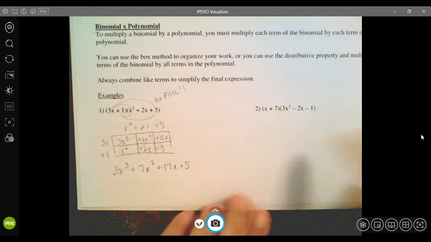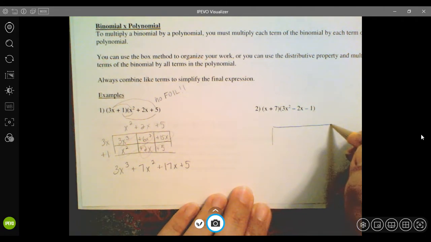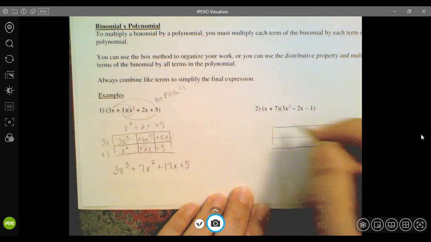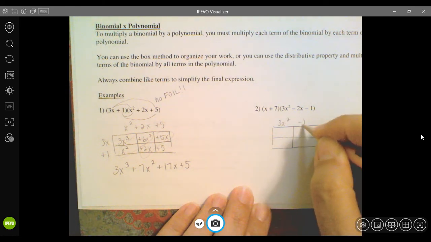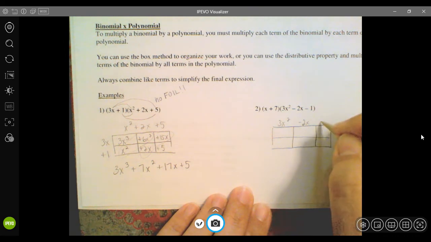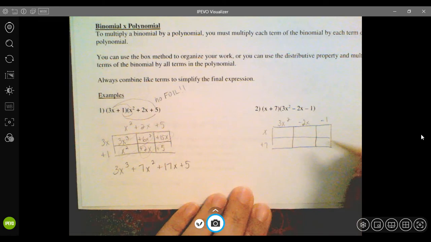And you know what? I'll go ahead and do this one using the same method. Because we have more problems on the back, I can show you the other methods there. All right. 3x squared minus 2x minus 1. And here we have x plus 7.